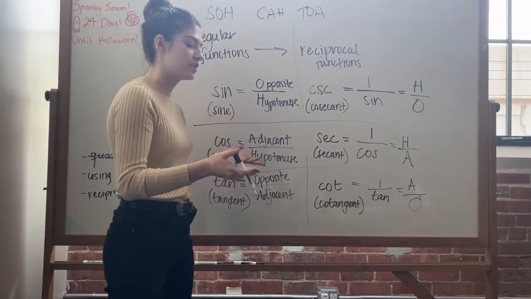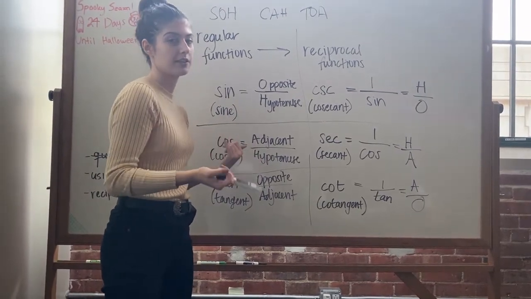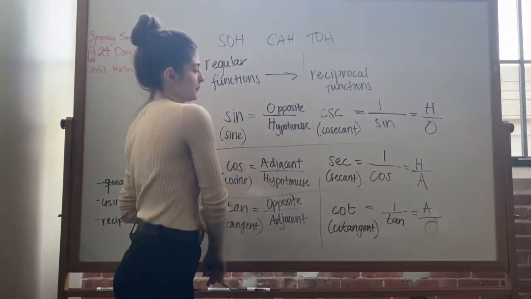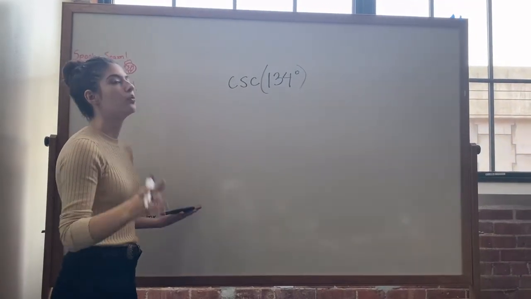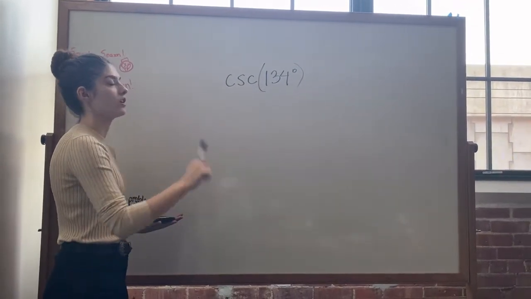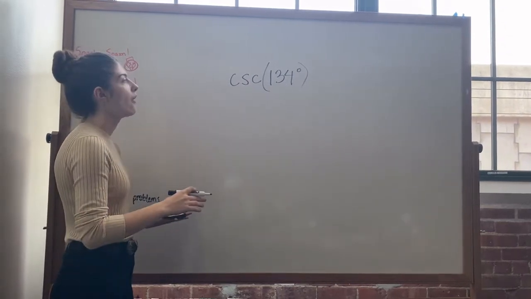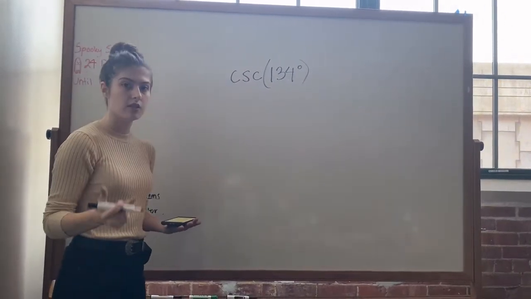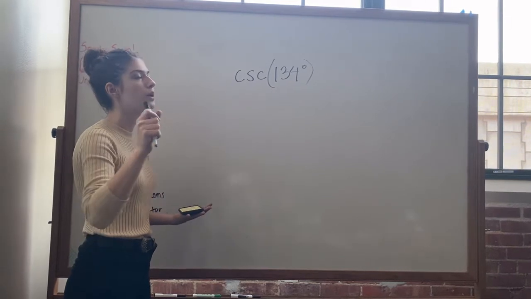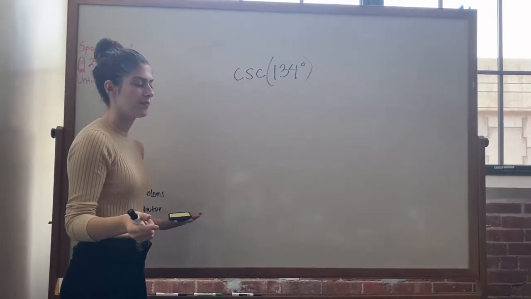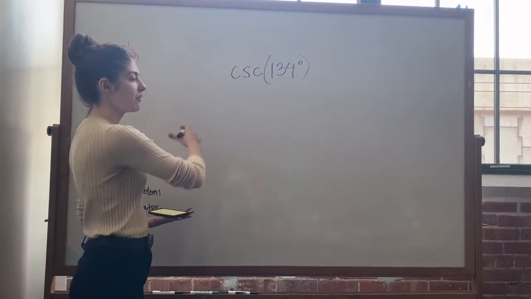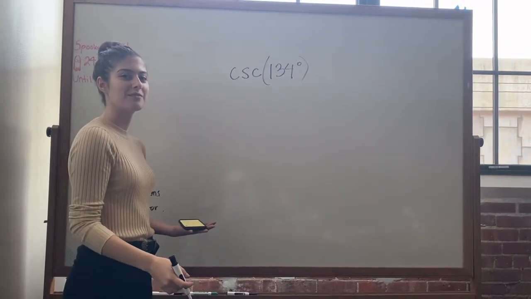Now let's just try to do some calculations of this on the calculator, okay? Let's say we're asked to find cosecant of 134. All we have to do is ask ourselves, one, what's the reciprocal function? Which one pairs up with cosecant? Hopefully, you remember from the chart. Sine.